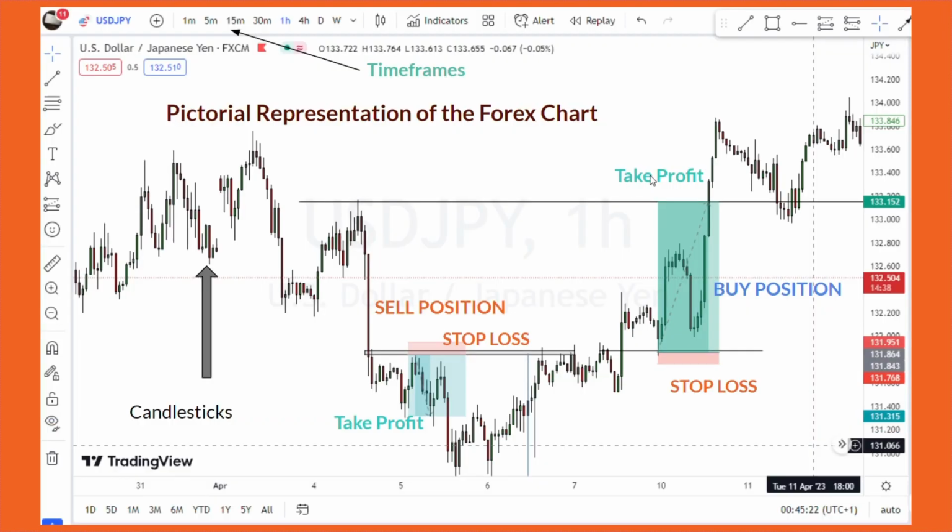This is the pictorial representation of the Forex charts. Now, don't be scared. This might look complex, but I try to keep it as simple as possible. So now, in the Forex market, we've got fundamental and technical analysis. This is the technical analysis of the markets. And I'm going to show you how I did this. How I was able to make these 2 good trades in a week.